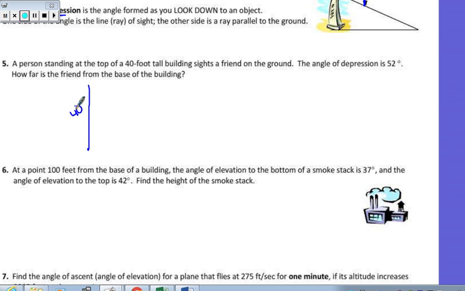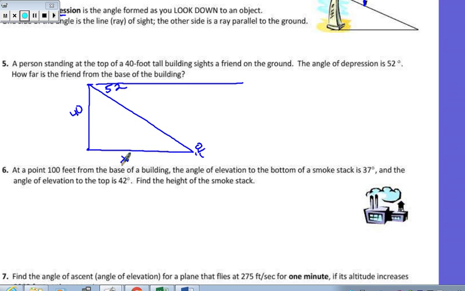That's tall and sights a friend on the ground. The angle of depression, so there's the friend on the ground. The angle of depression is 52 degrees. How far is the friend from the base of the building?